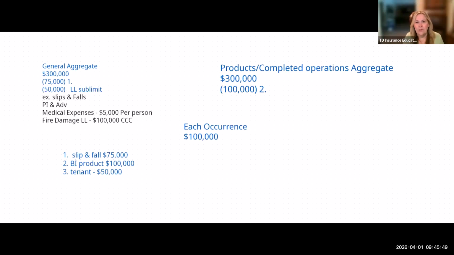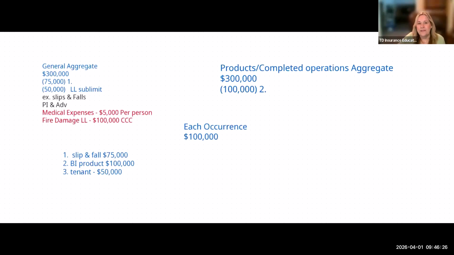Because when it comes to the CGL policy, they're aggregates. They're not each occurrence where they start over. They're not each accident like an auto where they start over. So limits here work totally different. And then you also have to watch these sublimits here. If you're doing commercial insurance, you really want these medical expense limits to be maybe 5,000 per person. What if the business is legally responsible, but it's not that bad of an injury? It keeps them from suing.